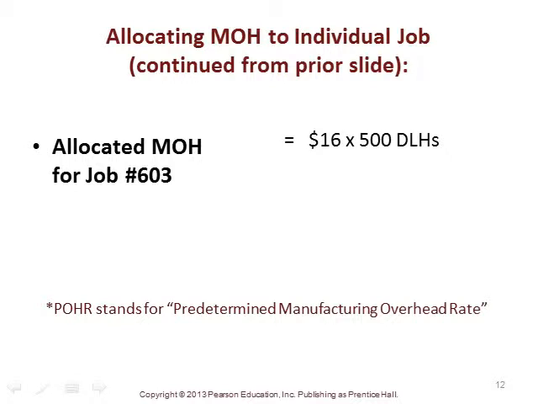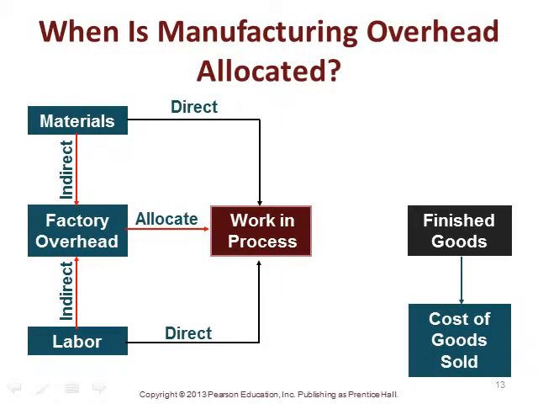So we have $16 an hour, which is our predetermined manufacturing overhead rate, times the 500 direct labor hours that we incurred on job 603 to give us a manufacturing overhead allocation to job 603 of $8,000. Very good. So I hope that makes sense how we got to that. And so here we just use this to illustrate when is manufacturing overhead allocated.